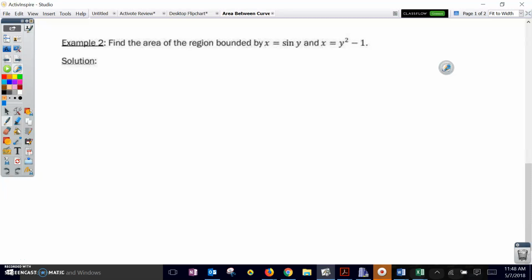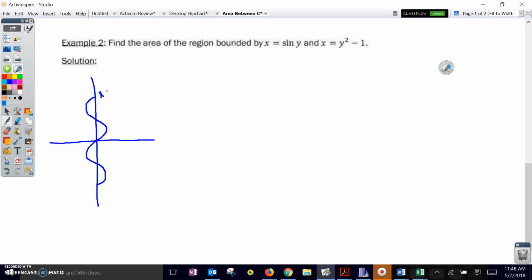Okay, here in example 2, we're going to find the area of the region bounded by x equals the sine of y and x equals y squared minus 1. Draw myself a quick sketch of these two curves. x equals the sine of y. It's kind of like that.